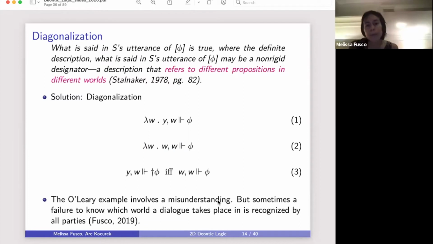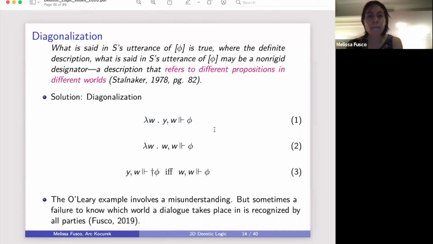The O'Leary example, maybe it's worth noting that in that original example, it involves a misunderstanding, right? Daniels is just incorrect about who Stalnaker is talking about. But sometimes the failure to know which world a dialogue takes place in can be recognized by all parties without any fault, I think. For example, when you're facing the metaphysically open future, if you're making statements about chance in the open future, the metaphysics don't settle which world is actual. So that would be a distinct reason to need to diagonalize, because there's no fact of the matter about what proposition was expressed if you continue to anchor the proposition expressed to which history becomes actual.